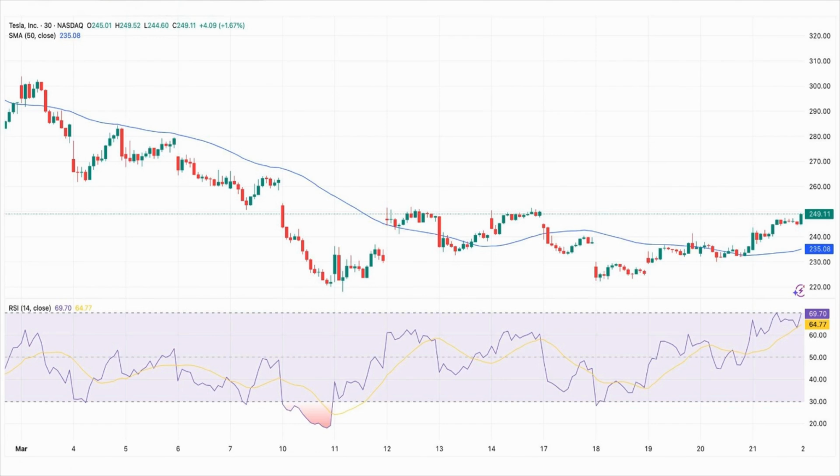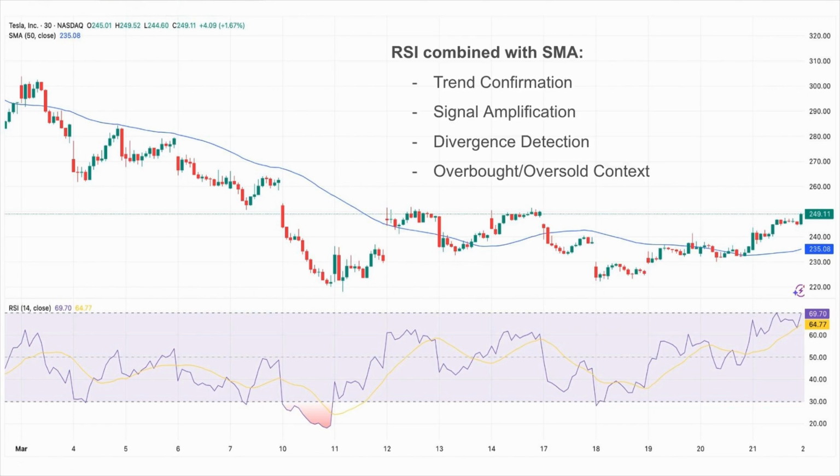Before diving into the chart, let's discuss why combining RSI and SMA creates a more robust analytical framework. First, trend confirmation. The SMA defines the overall trend direction, bullish above and bearish below, while RSI confirms the momentum behind that trend. Second, signal amplification. When both indicators align, the signal strength increases significantly.